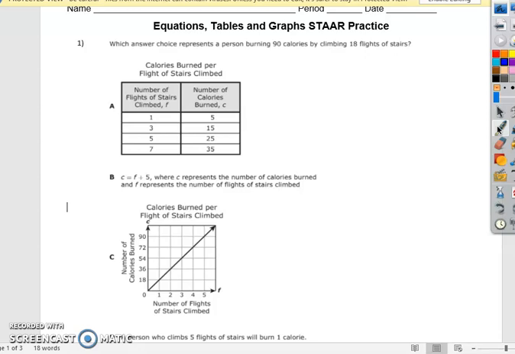Okay, so hopefully we have an idea about burning calories based on the exercise that we're doing. In this case, we're doing 18 flights of stairs. So what I would do is figure out how many calories are burned per flight. That means I would divide 90 by 18. That will tell me how many calories per flight. So, 90 divided by 18.